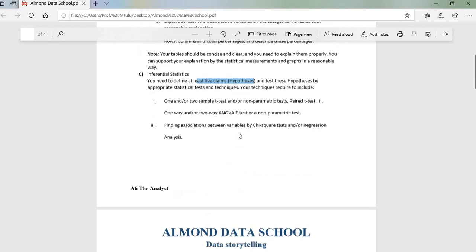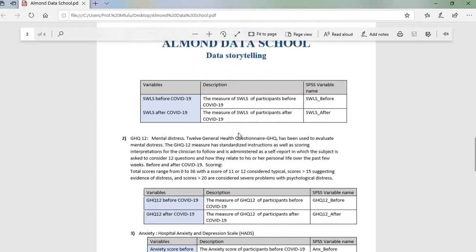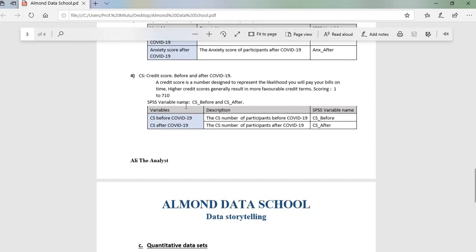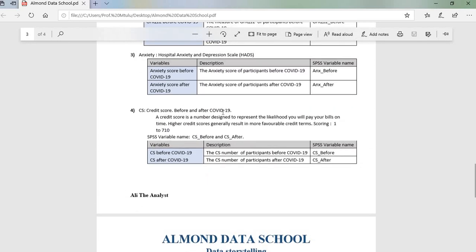there's this variable known as CS, which, from the documentation, let's just check, is the credit score before and after COVID-19. And the credit score is the number that represents the likelihood of you paying your bills. So when we were exploring the credit score, that is the ability to pay bills with respect to the economic status, at one point, using the box plot, we were saying that it could suggest that there is a low credit score on low economic status.